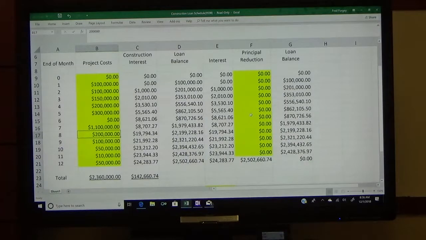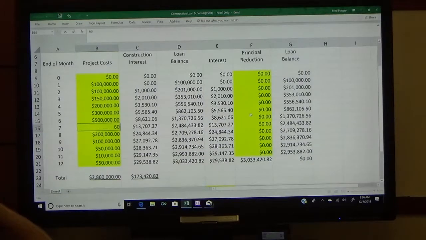Or that portion, 30 days. Okay? Put that back to where it was. So it makes sense that we draw as little as we can, as late as we can. Yeah, that's what I was saying earlier.